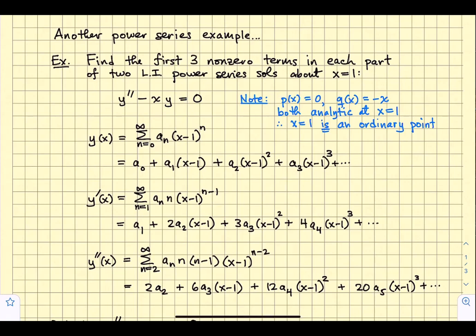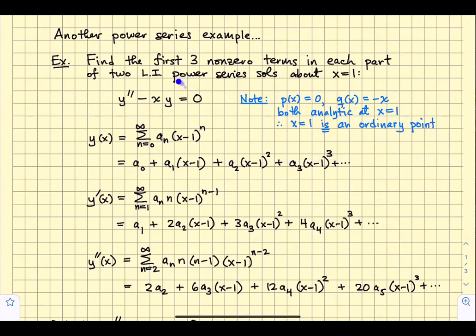Now notice that since the function p of x, which is 0 here, and q of x, which is negative x here, are both analytic at x equals 1, x equals 1 is an ordinary point, and we have the green light to apply our previous techniques. So we will look for a power series solution about x equals 1. This is a difference from our last example. And so we start with this template. And if you want to write it out in its expanded form, you get this.